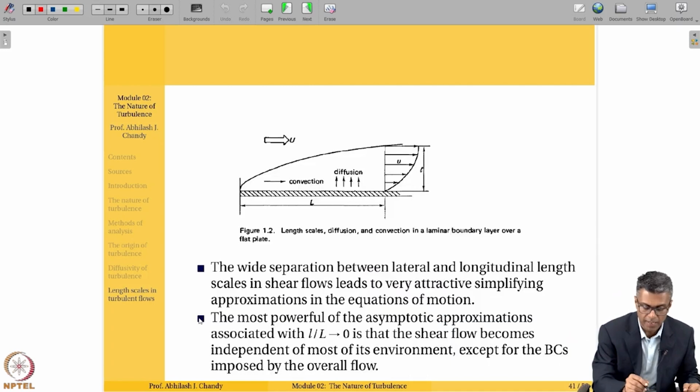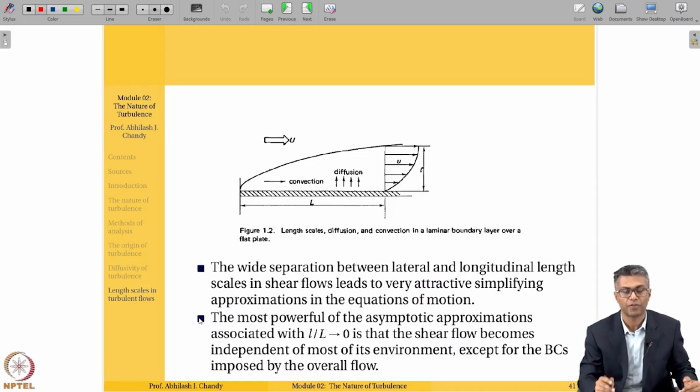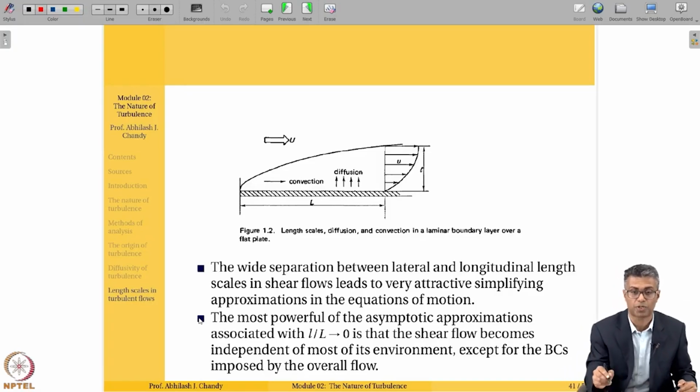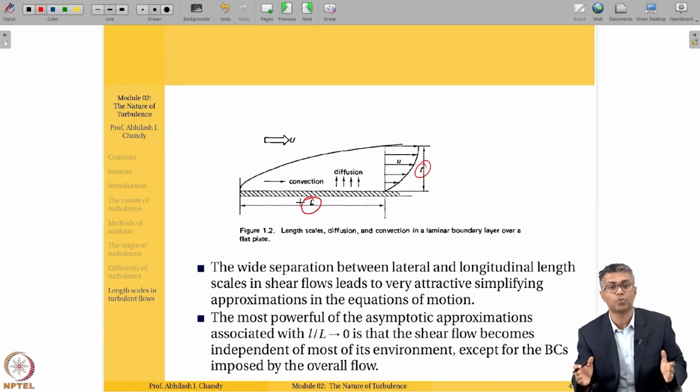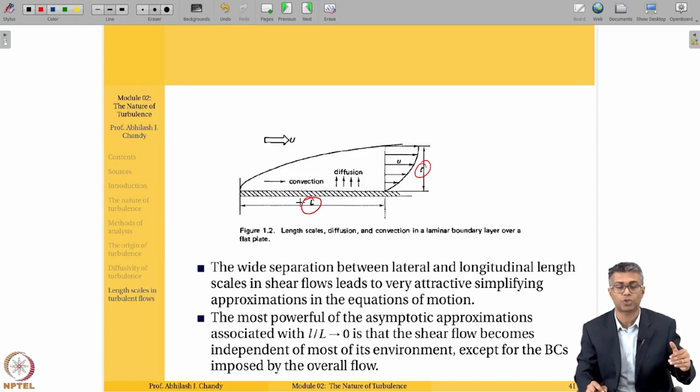And if we look at this example here, I have convection and diffusion. Again, this is all convection and diffusion of momentum. So you have momentum transport in the horizontal direction, the axial direction along the flow, and you have diffusion of momentum away from the surface, in the transverse direction, as indicated in this figure. So you have a small l, which is your diffusive length scale, and you have a capital L, which is a convective length scale. So these are the two length scales, right? And this wide separation between lateral and longitudinal length scales leads to a lot of different assumptions.